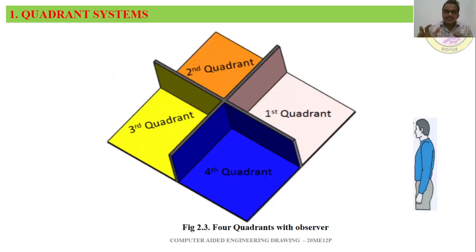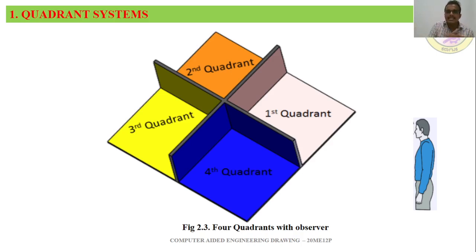In this slide I just want to give you a pictorial view of how the different quadrants will look from the observer's point of view. Here we have the observer, and he is looking into the first quadrant. This is the second quadrant, this is the third quadrant and this is the fourth quadrant. It is like a room that we have bisected with two walls, one horizontal wall and one vertical wall, right?